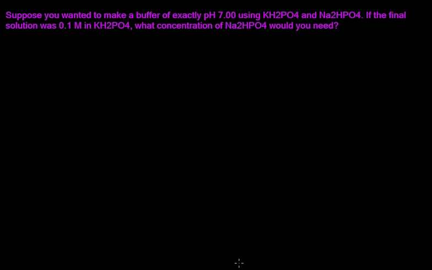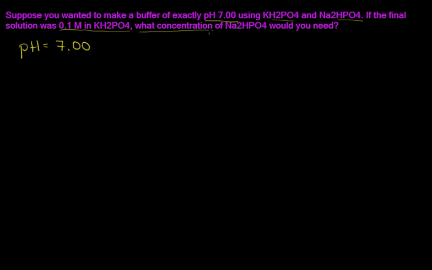Suppose you want to make a buffer of exactly pH 7. So we're given that pH is going to be 7.00. Notice the significant figures. Using KH2PO4, so this is a phosphate buffer, and Na2HPO4. So this is potassium phosphate, this is sodium phosphate. And the final solution is 0.1 molar for KH2PO4, what concentration of the sodium phosphate would we need? So what concentration is what we're looking for.